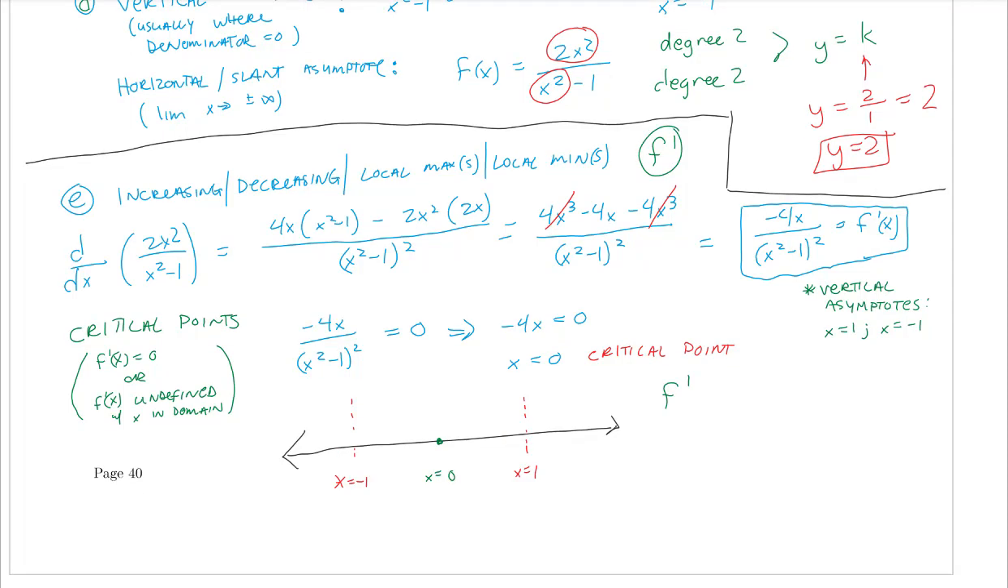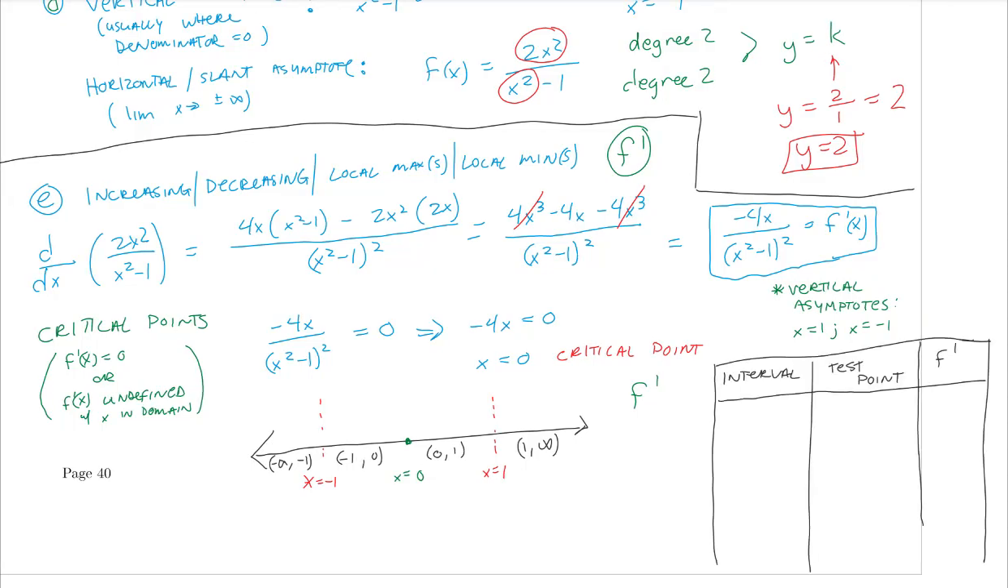And now we have 4 subintervals here. We have negative infinity to -1, and we have -1 to 0, and we have 0 to 1, and 1 to infinity. And now we can test points within those intervals to determine if each of those subintervals is either positive or negative. I like to organize this using a table. So we're going to go ahead and write each of our 4 intervals in here: negative infinity to -1, -1 to 0, 0 to 1, and 1 to infinity.